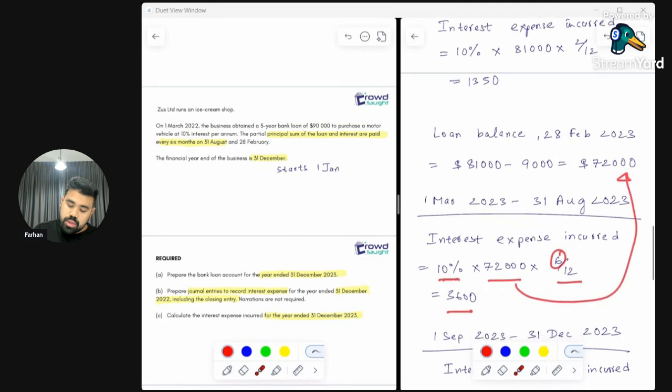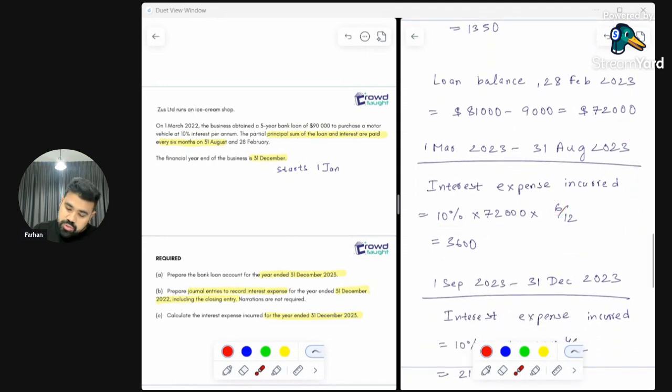Now, we know on 31 August 2023, we're making a loan repayment of $9,000 again. So how much loan will be left after that repayment is done on 31 August? $72,000 being the previous balance from 28 Feb 2023 minus 9,000, which would leave us with 63,000.